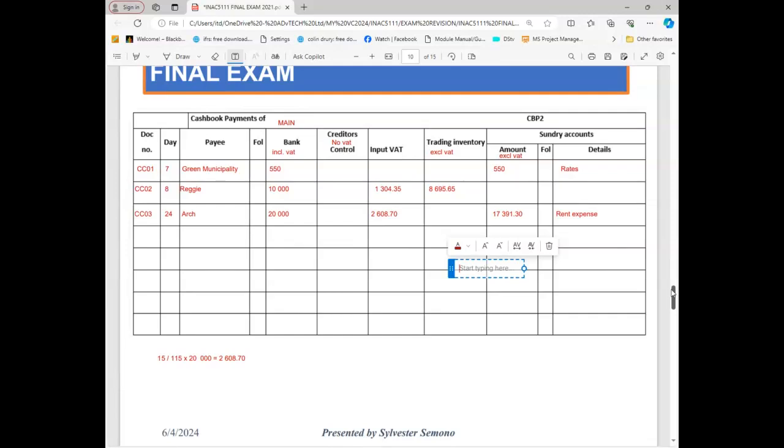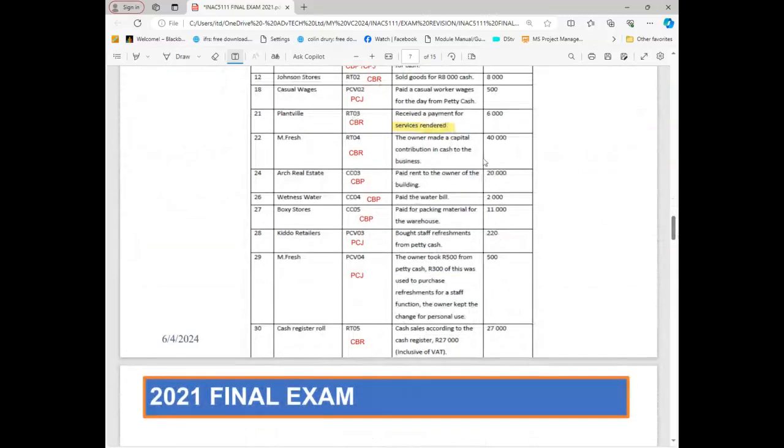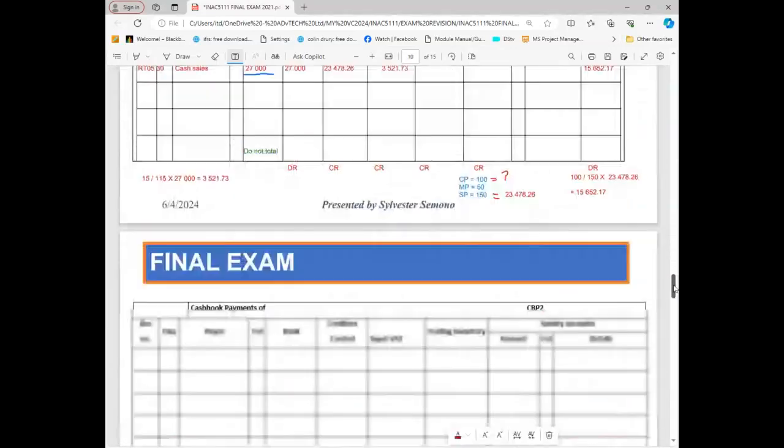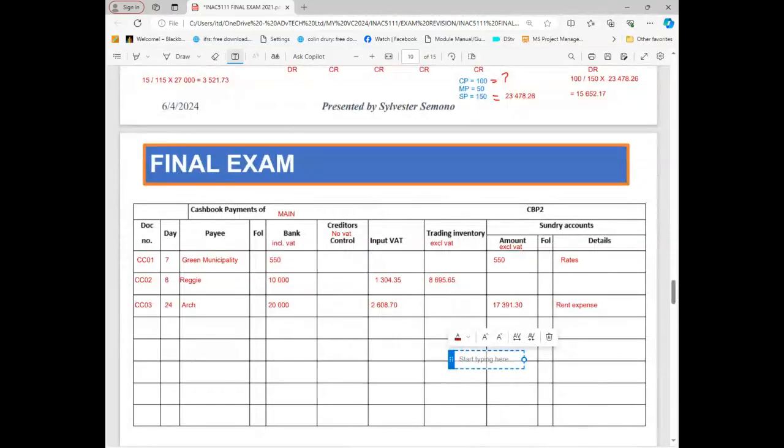So the next one, let's go and check the date. We're here on the 24th, CBP 26th. Yes, we've got Wetness Water, 26/06/04. We paid water. The water bill, remember, it's vegetable. So I'm going to go and say CC04 here, and then the date will be the 26th, and then the name of payee here, or the details will be Wetness Water.